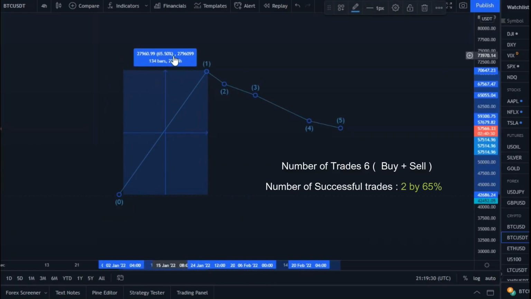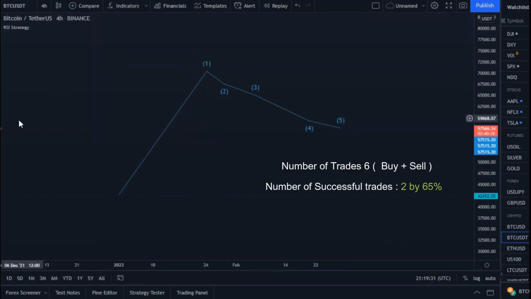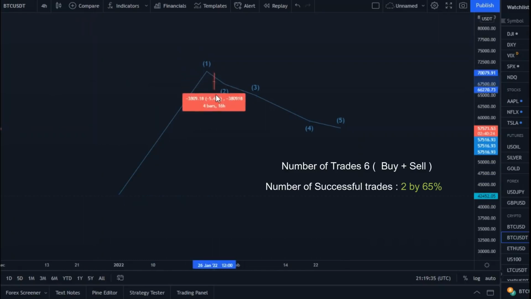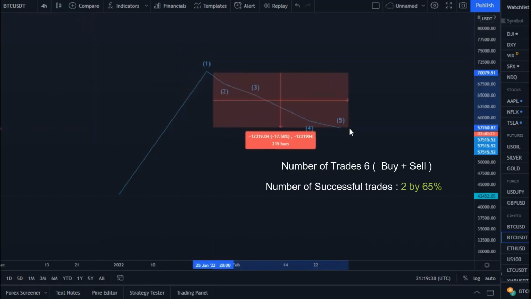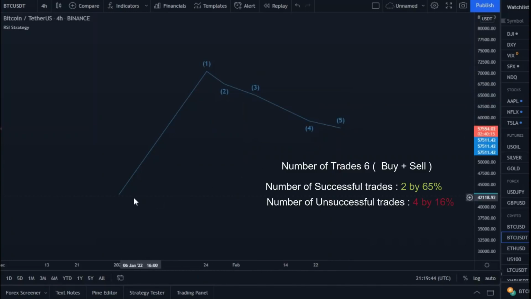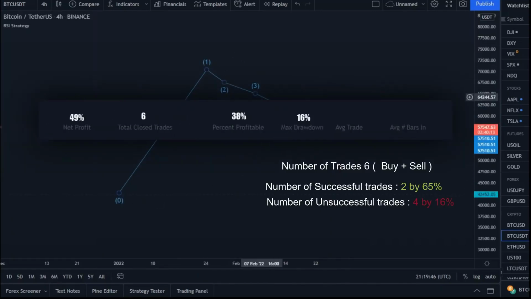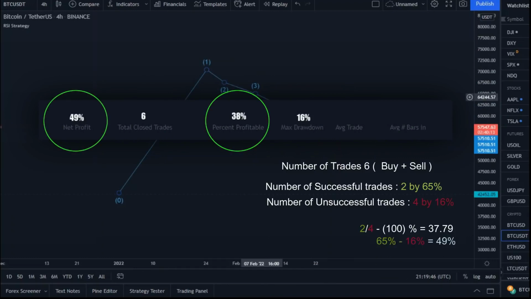Some may say this is one deal and not 2, but in the world of strategies it counts as 2 deals, buying and selling. Now let's calculate the rest of the trades that we lost, which are 4 trades. Here, we lost about 16%. According to the number of successful and unsuccessful trades, and by doing some calculations, we find that the accuracy rate is only 38%, the profit rate is 49%, and the max drawdown is 16%.